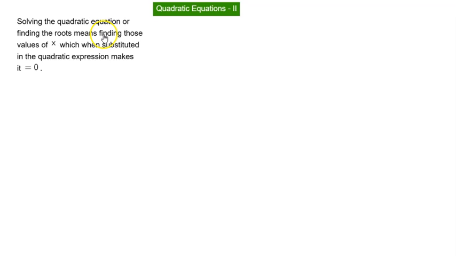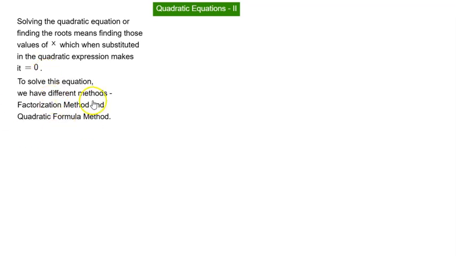Let us look at quadratic equations part 2, where we will look at solving quadratic equations. Solving the quadratic equation or finding the roots means finding those values of x which, when substituted in the quadratic expression, make it equal to 0. To solve this equation, we have different methods: factorization method and quadratic formula method. So let's begin with an example.